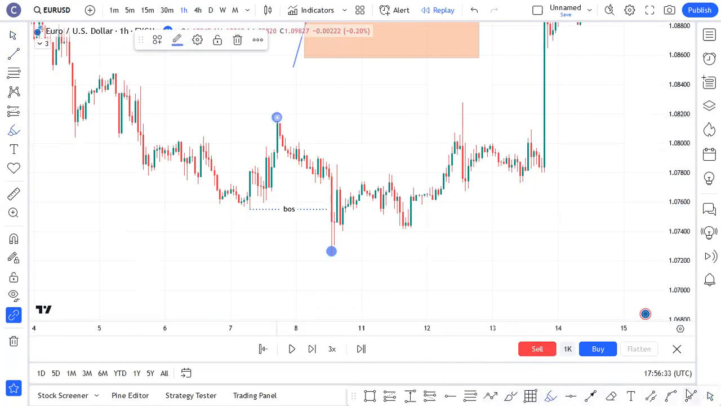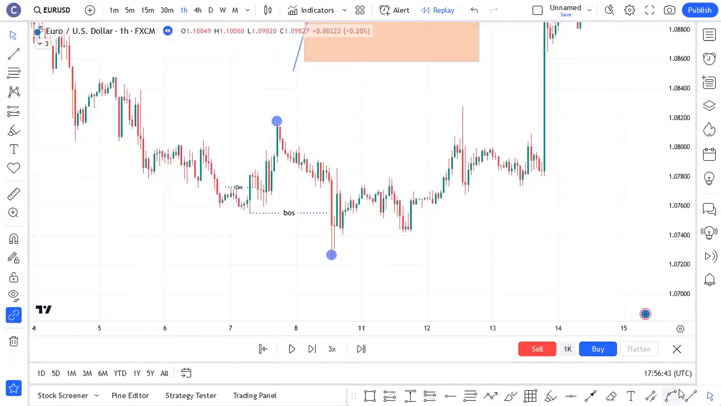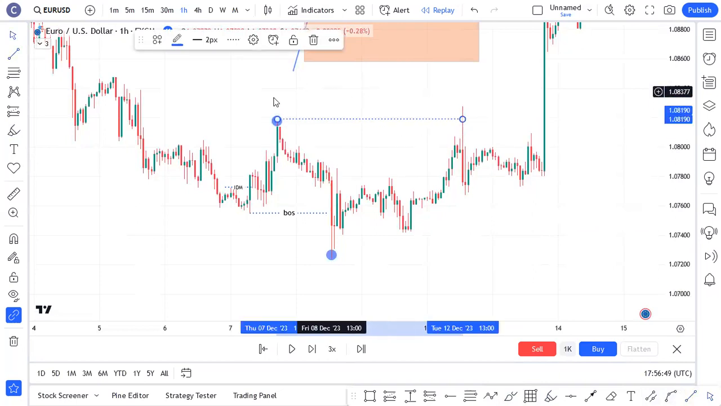So where was the inducement? The most recent pullback that we had was this one. This was the most recent pullback that the market gave us. And I apologize for the noise in my background, I just can't stop them. So this is the sweep. The market happened to sweep.